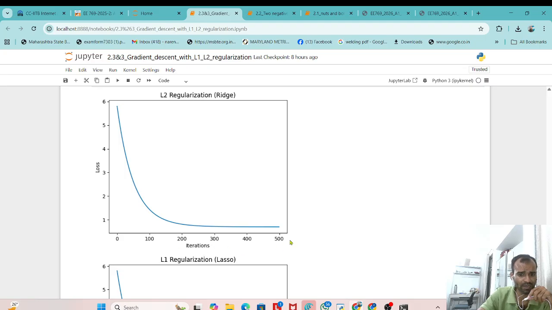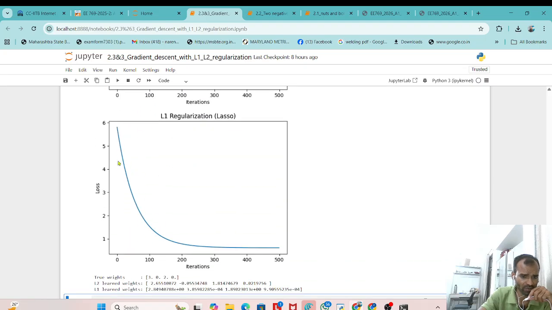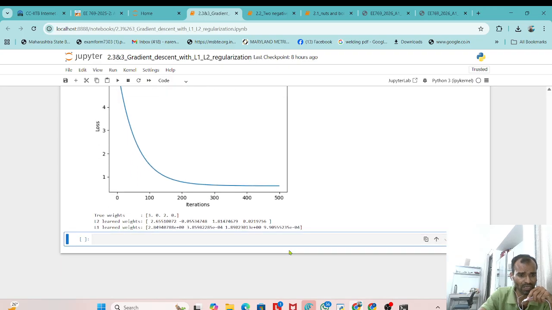When you run this code, we will get the L2 regularization results. This is the number of iterations, and the loss comes down as the iterations increase. For L1 regularization too, the loss comes down as the iterations change. Here you will see some weights in the L1 regularization are nearly equal to zero, here and here, and this is the bias. The bias is more or less the same in both cases, because bias is excluded.